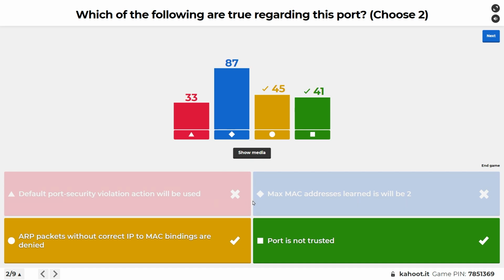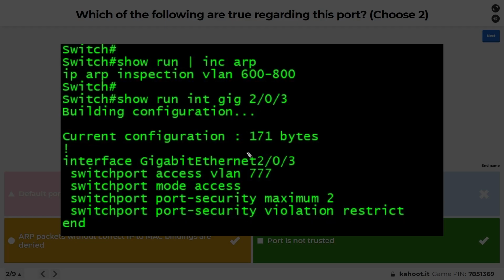And wow, look at that. We have a whole bunch of people on blue. Why is that? The max MAC addresses learned will be 2. Why is that? I also gave double points in this quiz to every question that is based on some type of a CLI output, because that helps us to integrate what we're learning conceptually with how it actually works.